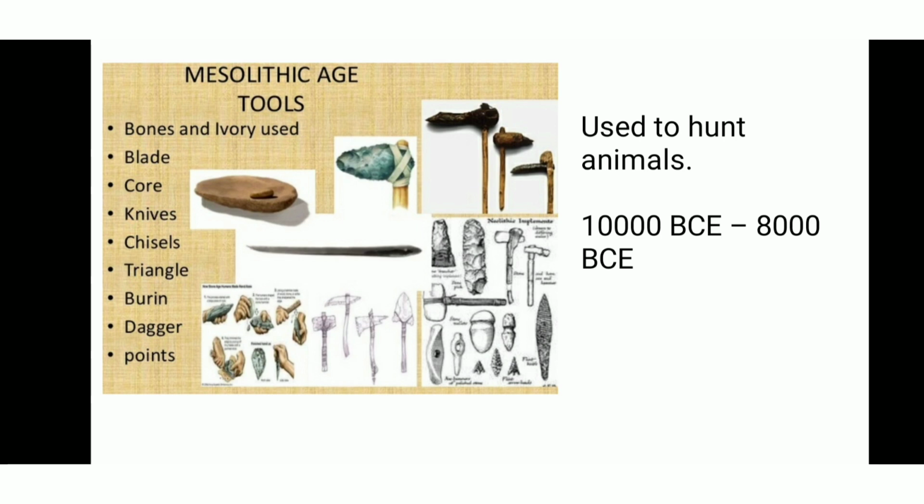Now we are going to see some of the stone tools that were developed during Mesolithic Age, which means Middle Stone Age, a period of 10,000 BCE to 8,000 BCE. These stone tools were used to hunt animals. Now look at the names of the stone tools: bones and ivory, blade, core, knives, scissors, triangle, burin, dagger, point.